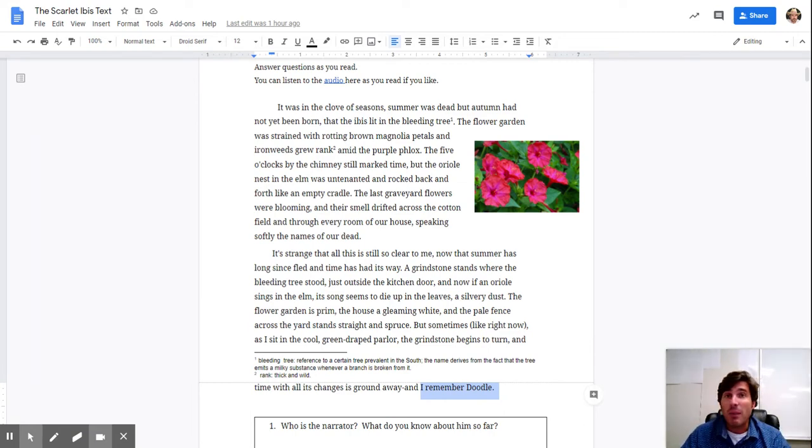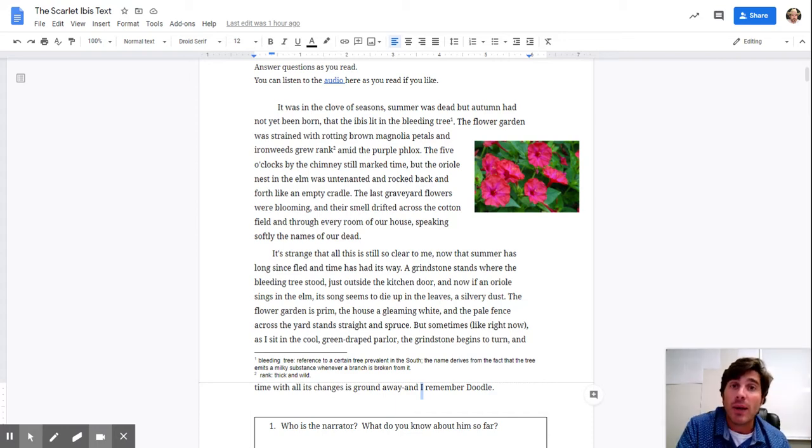If I can sum up this first page, it basically says, a long time ago, a scarlet ibis landed in our tree. It was a long time ago, and many, many years have passed since then. But sometimes, like right now when I'm telling this to you, me, as an older grown man, I remember Doodle. And I don't know who Doodle is yet, and I don't even know who the I is yet. In fact, we never get a name for the narrator.